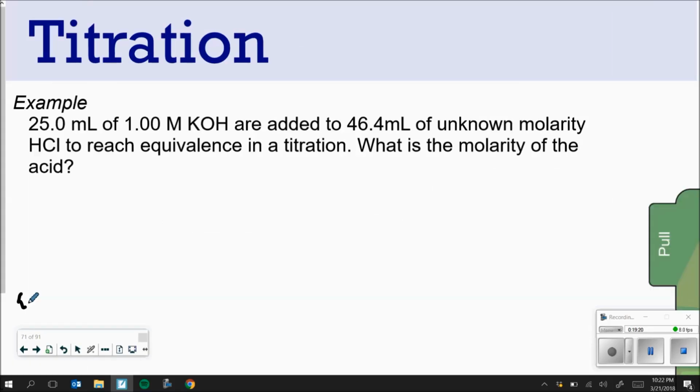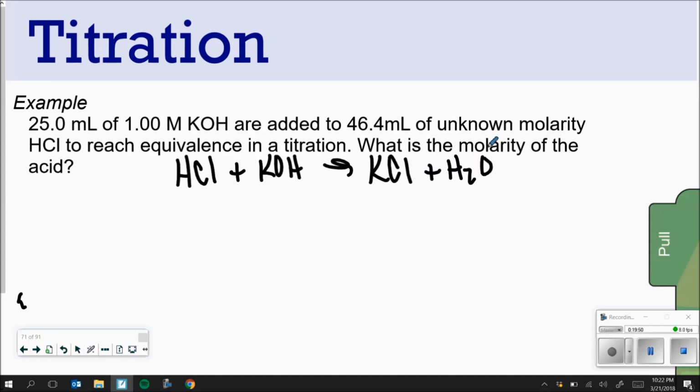All right, so let's solve a problem using this knowledge. I've got 25.0 milliliters of a 1 molar potassium hydroxide solution, and I'm adding that to 46.4 milliliters of an unknown molarity of hydrochloric acid to reach equivalence in a titration. What is the molarity of my acid? I'm going to start by writing my balanced chemical equation: HCl plus potassium hydroxide yields potassium chloride, my salt, plus water. That's all balanced with a 1-to-1 ratio.